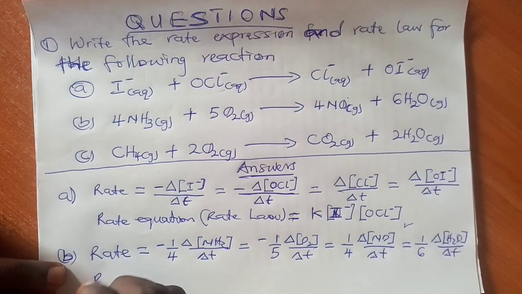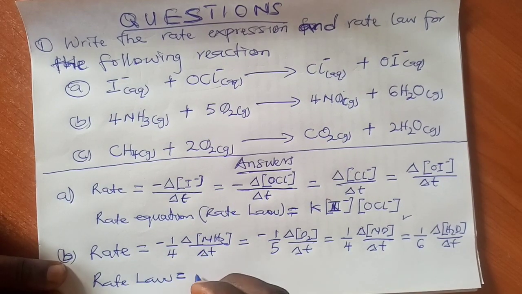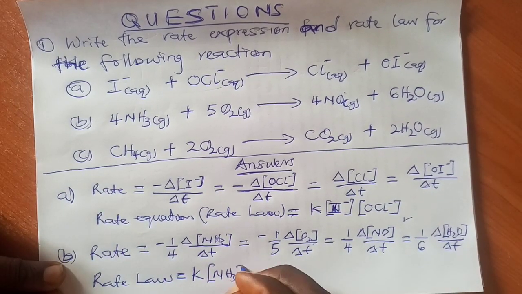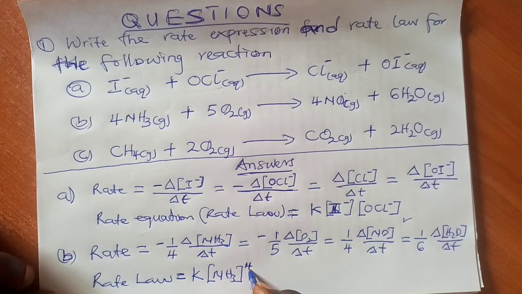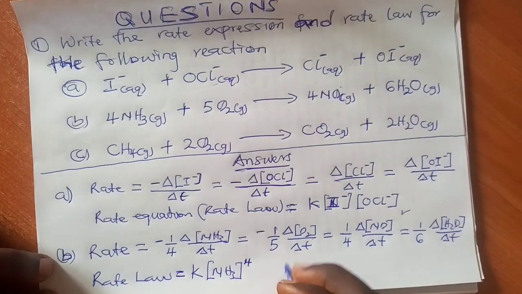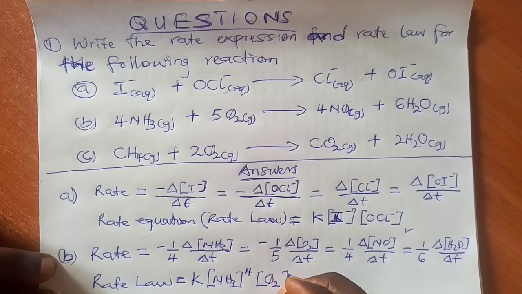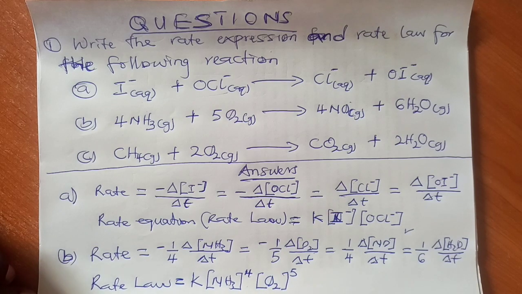Then the rate law, as I told you, is an empirical equation. You have your rate constant, then the concentration of the reactant raised to the appropriate power, which is 4 here because that is the coefficient you have here. Then in this case you have the other one, oxygen, raised to the power of 5. You don't put plus, you don't put minus. Please, following the law of mass action, it is a product of the concentration of the reactants, or their masses, raised to the appropriate power.